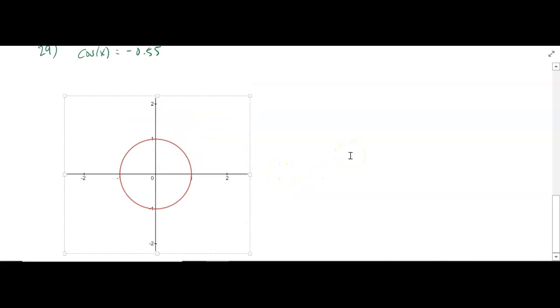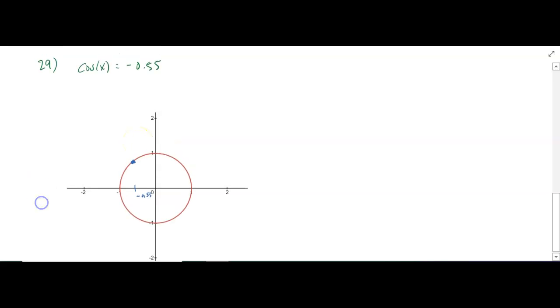Cosine is the x component, so we want to know what angles have an x component of negative 0.55. So let's put that on the x-axis. There's two angles whose terminal side intersects the unit circle at an x value of negative 0.55. One of them is in quadrant 2. The other one is in quadrant 3. All right, the inverse trig function, inverse cosine, is going to find us the one in quadrant 2. We'll have to use some symmetry to find the other angle, which is in quadrant 3.